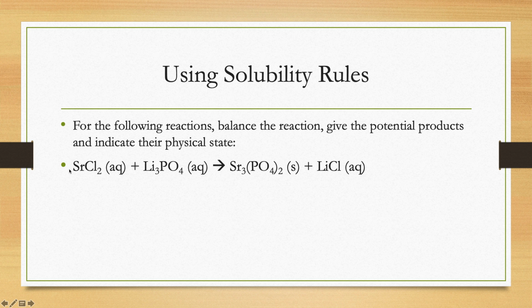And that's going to give me 6 total chlorides, which means I'm going to have a 6 over here, and for me to have 6 lithiums, I'll need 2 of these lithium phosphates. And so you can go through step by step, and we'll balance everything with coefficients.